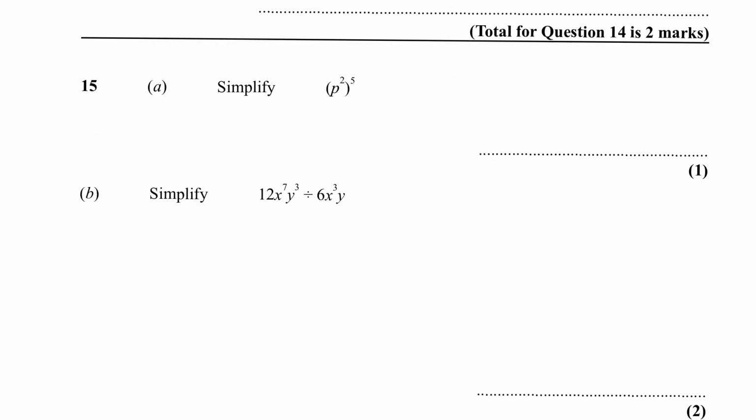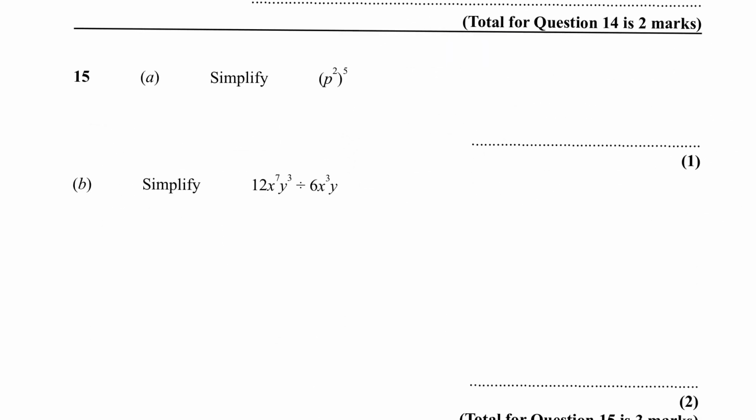Okay, so moving on to question 15. It says simplify p squared, and then it's got the power of 5 on the outside. Whenever you've got that, you basically need to multiply the powers, so it'll be p to the power of 10.